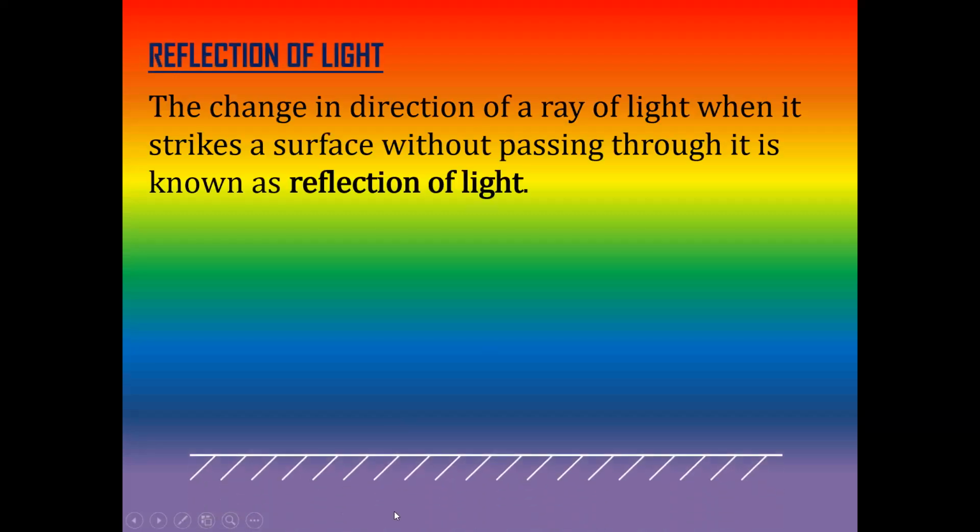So first, the properties of the light. This is a learning objective: you should be able to explain the reflection of the light. What is the meaning of reflection of the light? For example, this is a mirror, or a reflecting surface. The light which strikes the surface is called the incident ray. The light which bounces back, the light which changes the direction, is known as the reflected ray.